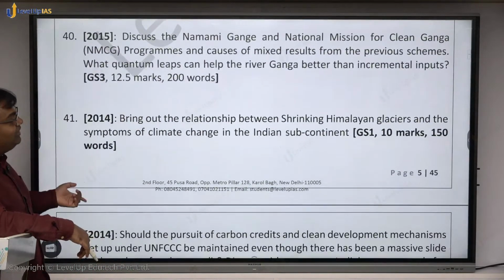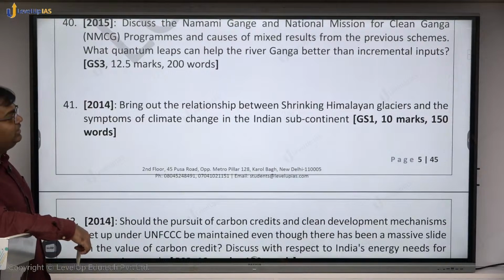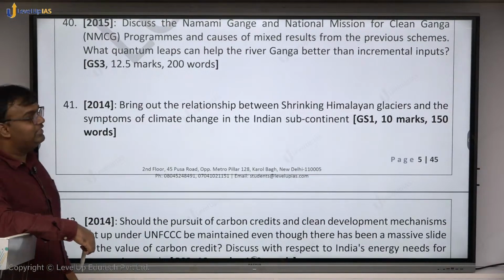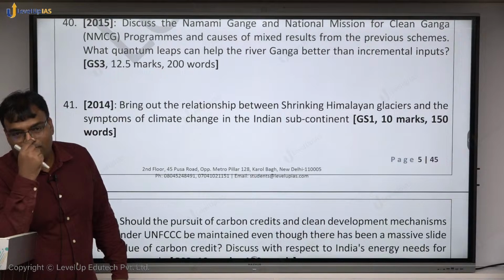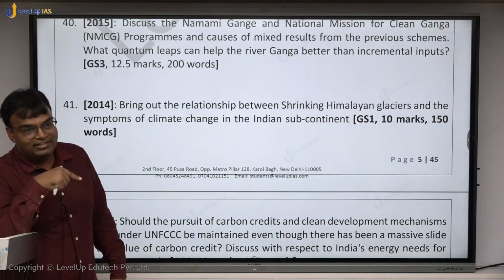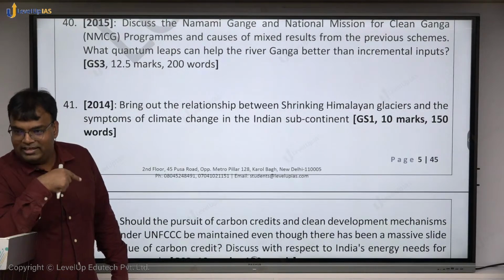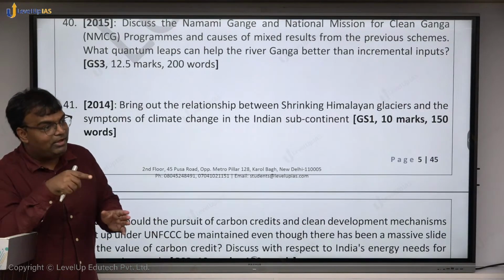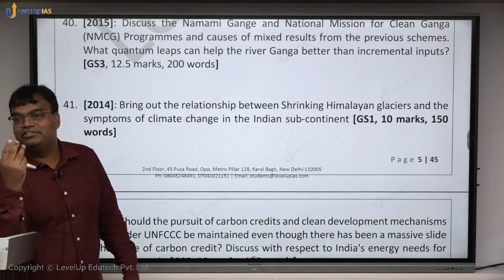Bring out the relationship between sinking Himalayan glaciers and the symptoms of climate change in the Indian subcontinent. So, in the Indian climate, how is climate change impacting Himalayan glaciers? That is one part, and how sinking Himalayan glaciers is leading to some of the features of climate change.